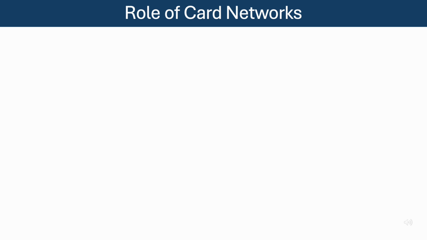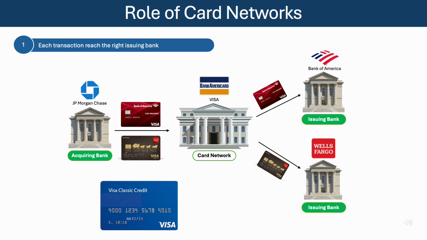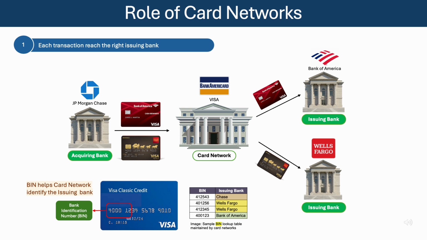First, the card network ensures each transaction reaches the correct issuing bank. This is done using the first 6 digits of the credit card number, known as the Bank Identification Number, or BIN for short. Here's a mock BIN lookup table to illustrate how card networks map BINs to their respective issuing banks. A single bank can have multiple BINs. Since card networks sit between acquiring and issuing banks, they manage central registries of merchant ID or MID to identify acquiring banks and BINs to identify issuing banks.